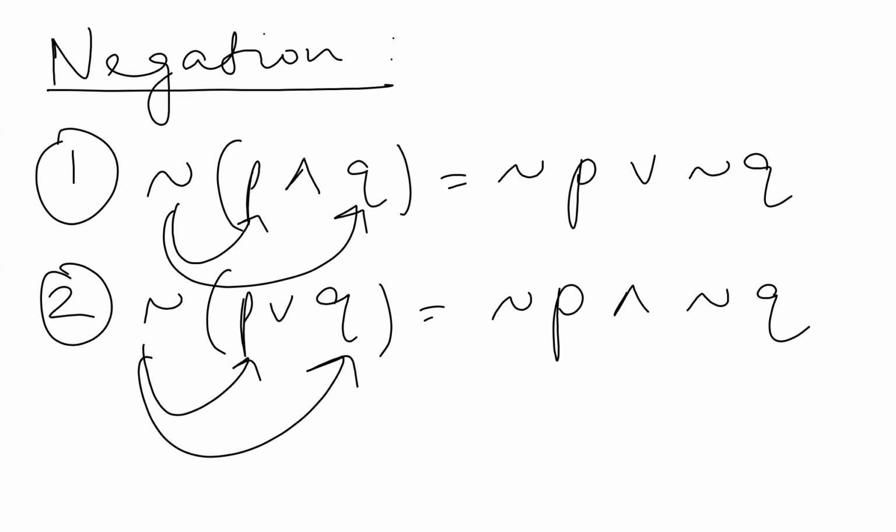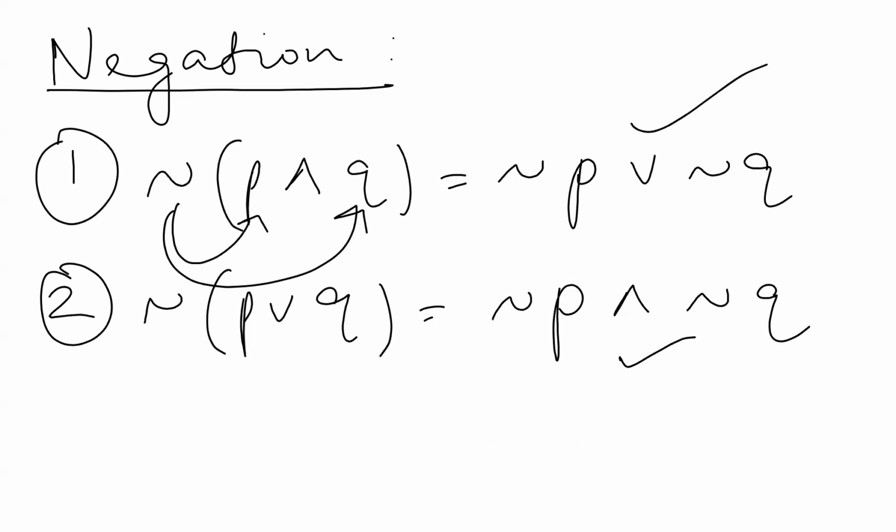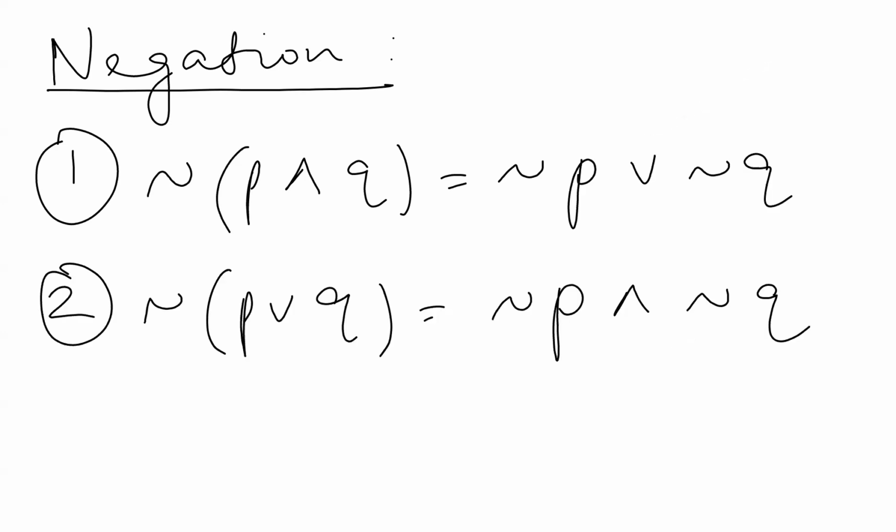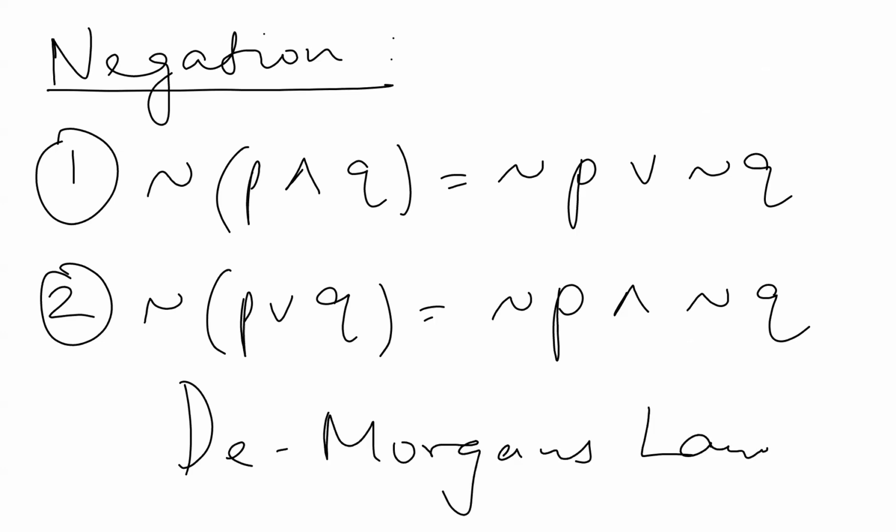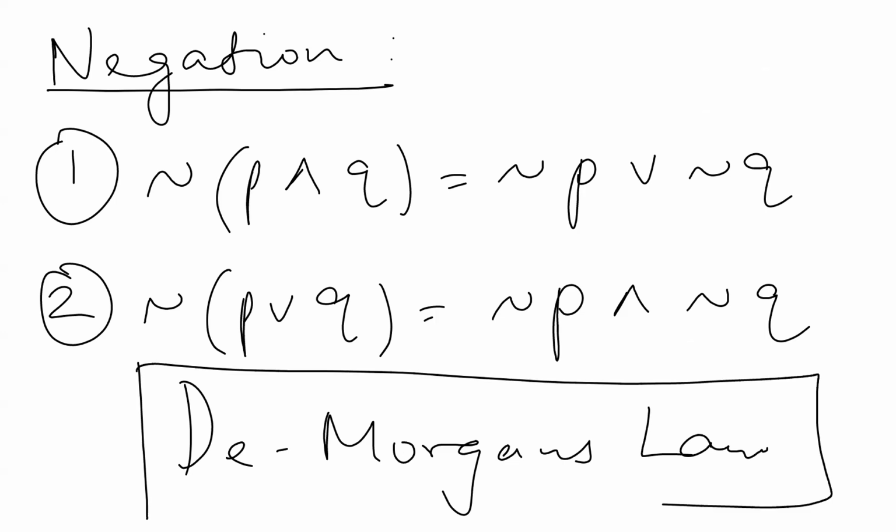And becomes or, and or becomes and. So this is the negation of conjunction and disjunction. Conjunction is and, disjunction is or, that you all know. So these two specifically are called De Morgan's law.